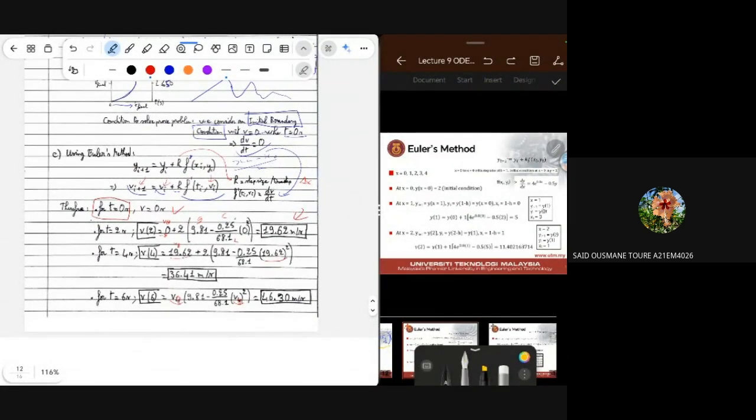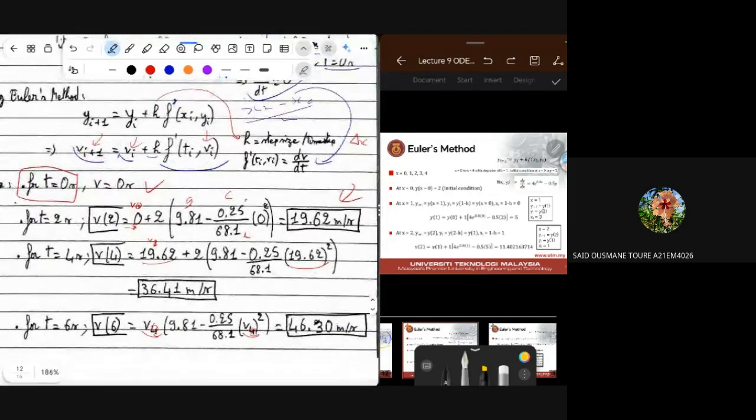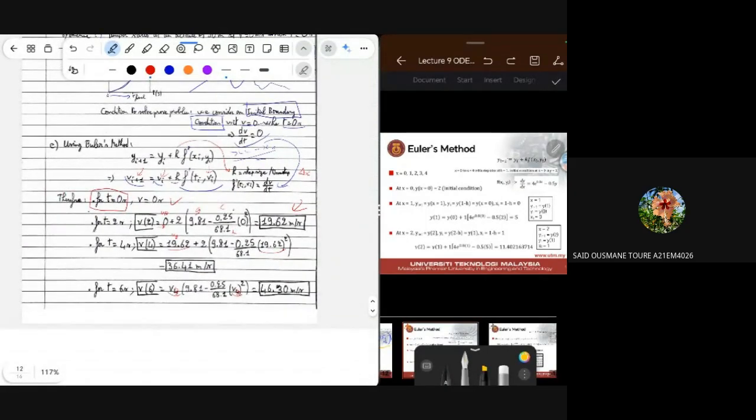The V2 I still don't get. Why did you put V equals 0 and not 2 for V2? Okay, just give me a second.